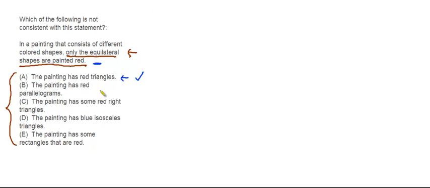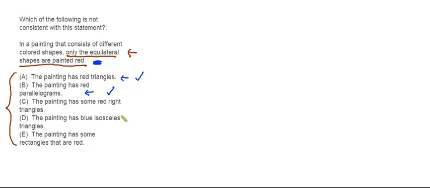Let's go to B. The painting has red parallelograms. The same thing is true. So red parallelograms, remember your parallelograms, that includes squares. And squares are equilateral shapes. All the sides are the same. And so if there are red parallelograms, it's not specified what kind of parallelograms, but it means that you can have red parallelograms that are equilateral. They can be squares, so this is okay. This is not going against what is said up here again.